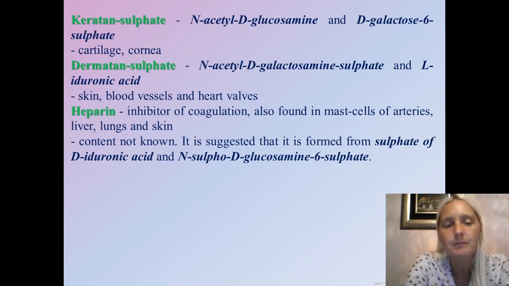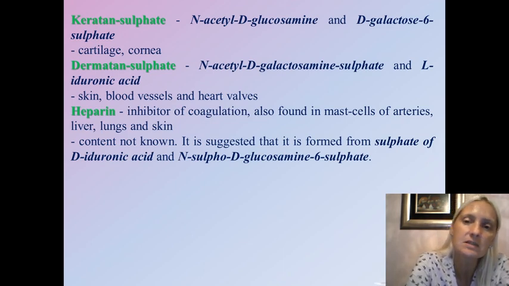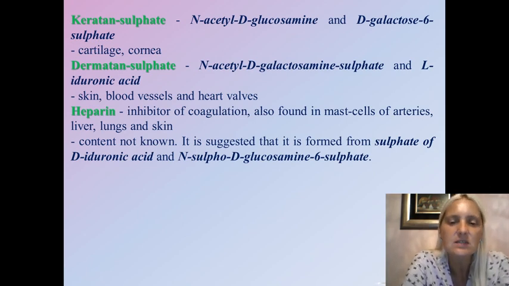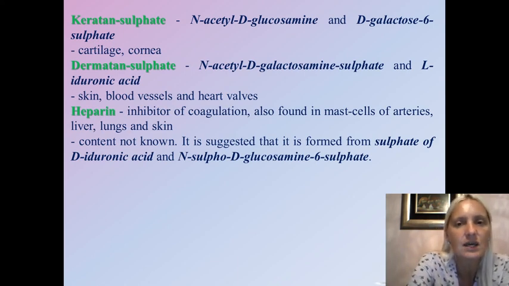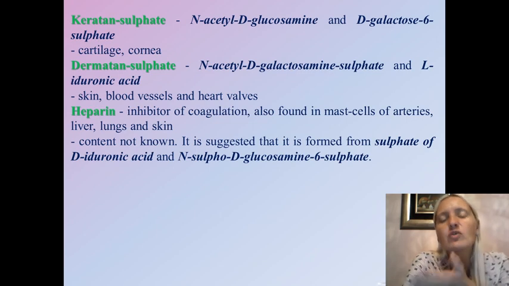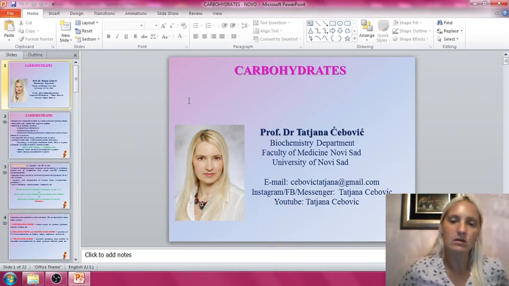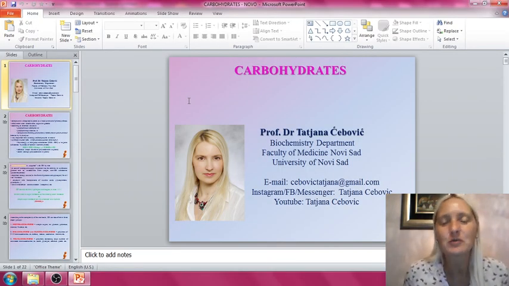And finally, one interesting molecule, heparin, which is used as an inhibitor of coagulation. It's also found in mast cells of arteries, liver, lungs, and skin. The content is not described to the fullest, so it is suggested that it's formed from sulfates of D-iduronic acid and N-sulfo-D-glucosamine 6 sulfate.